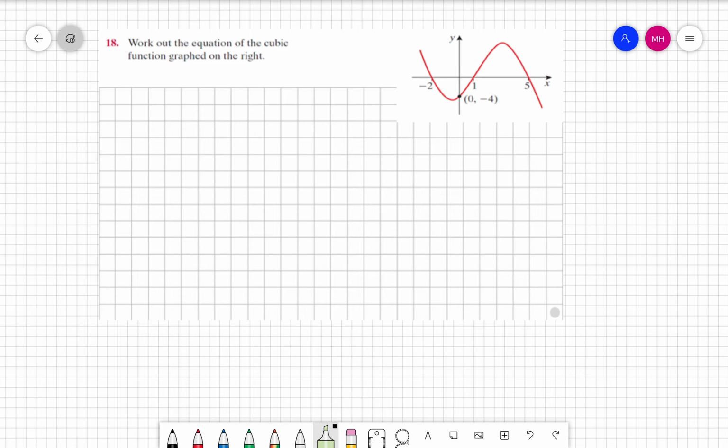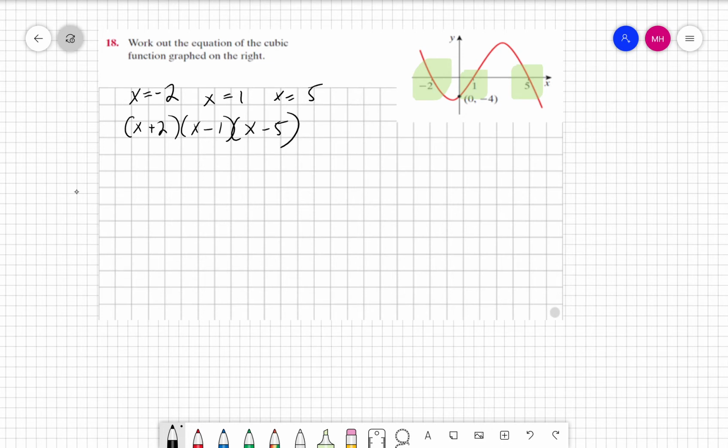So this is question 18 in chapter 8.5. Work out the equation of the cubic function graphed on the right. You can see you've got these 3 points here which tell you what the three roots of your equation are. Your roots are x equals -2, x equals 1, and x equals 5, which means your factors are going to have to be x plus 2 multiplied by x minus 1 multiplied by x minus 5.